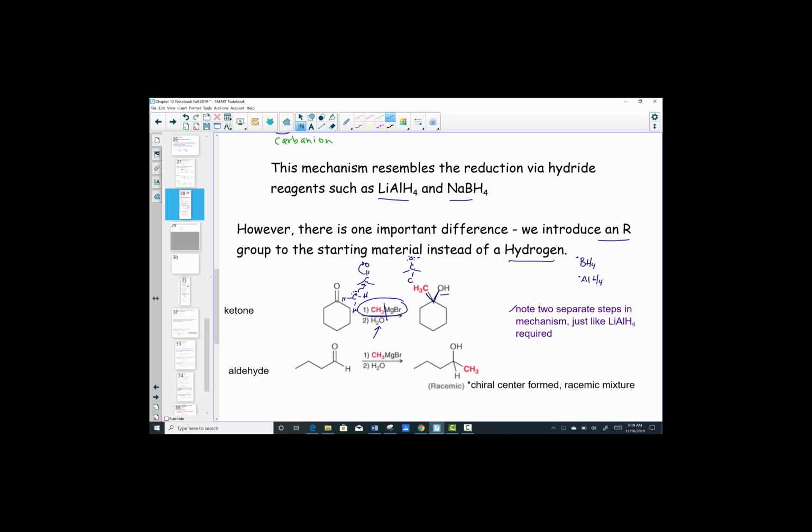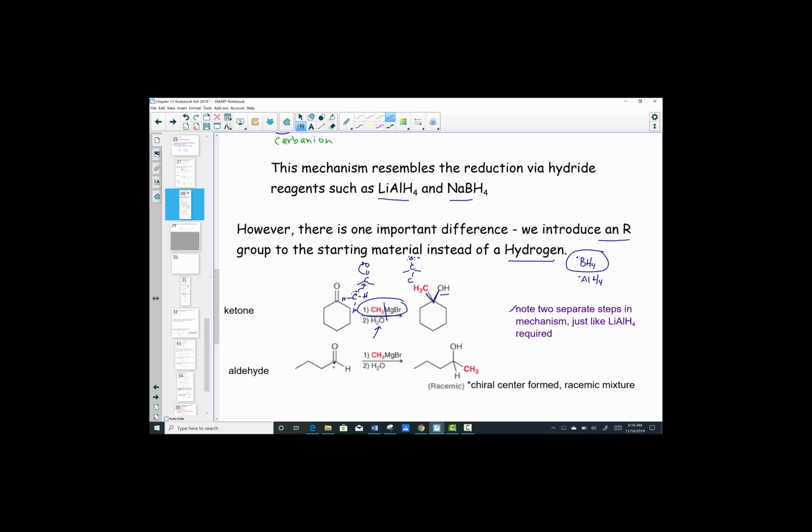Notice also that you see on the arrow 2 separate steps. Step 1 using the Grignard reagent, and step 2 using the protonated solvent. Remember that with the boron tetrahydride, you could list those on the same arrow, but with aluminum and with the Grignard reagent, we must number the steps.